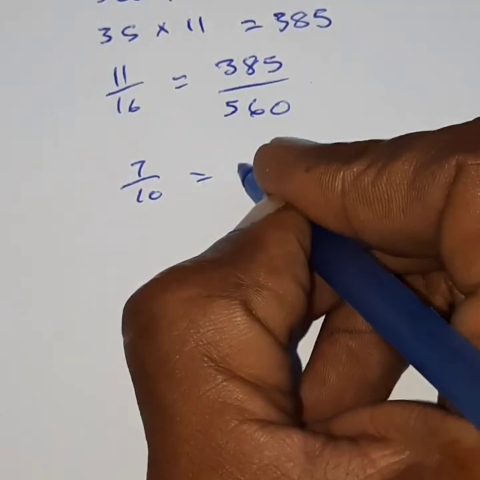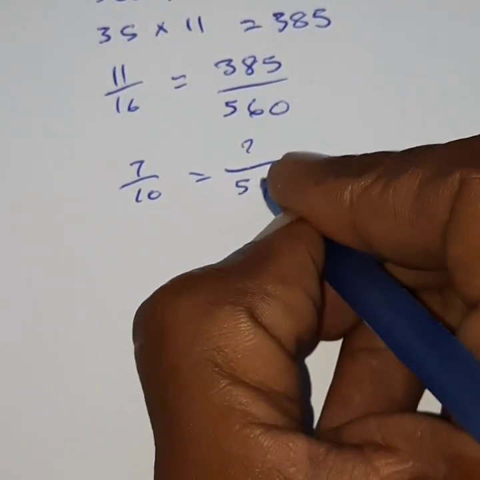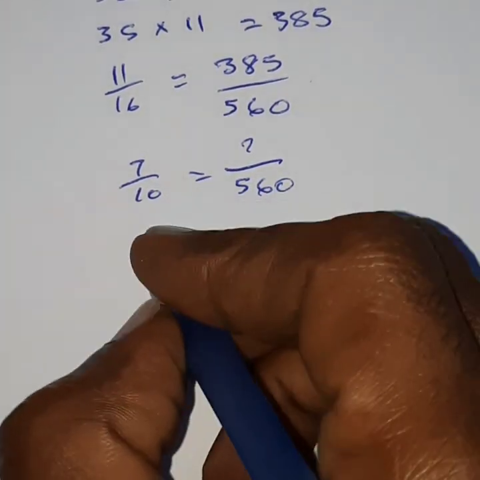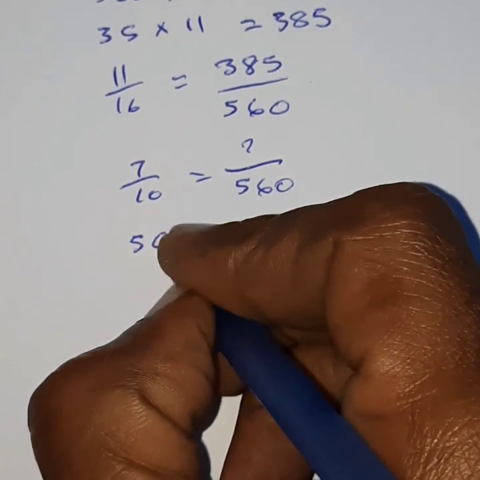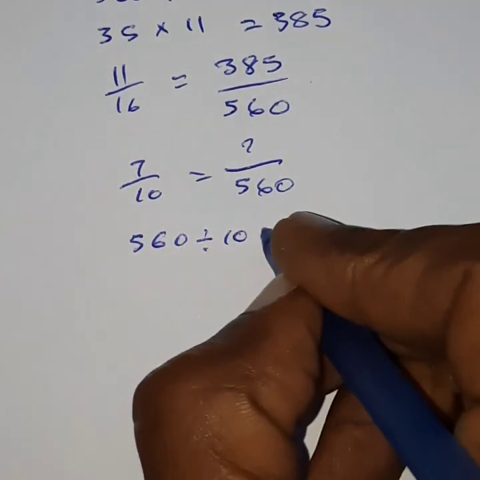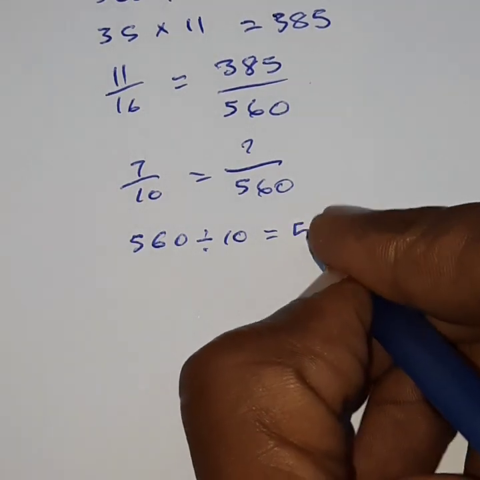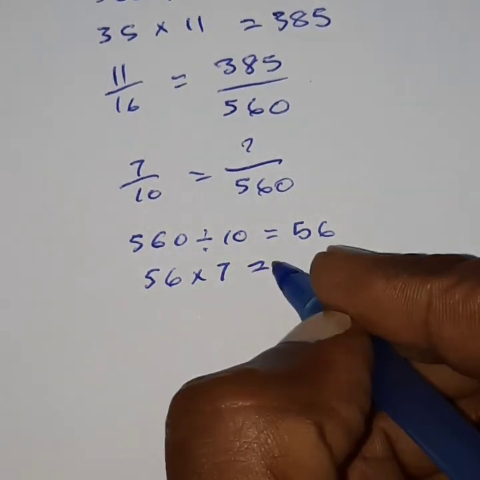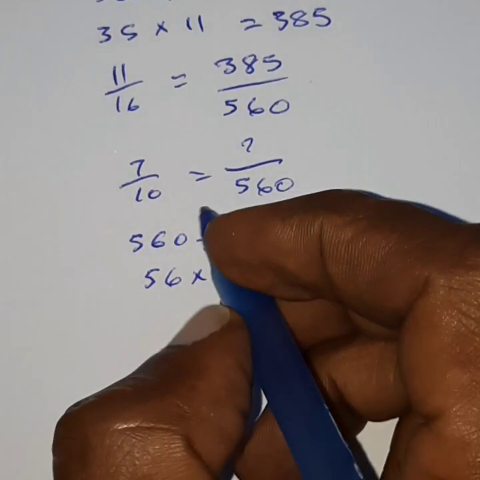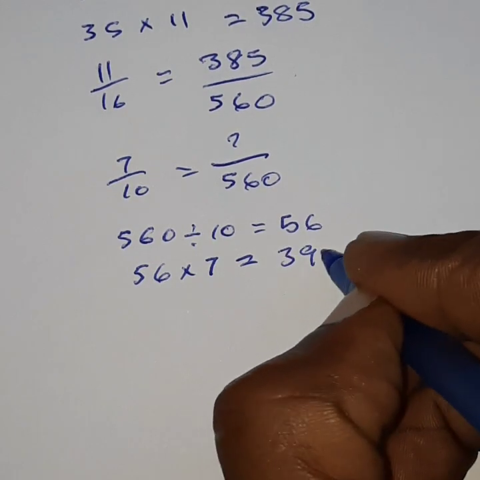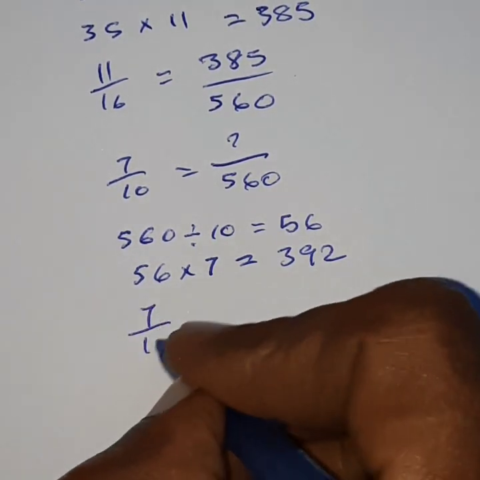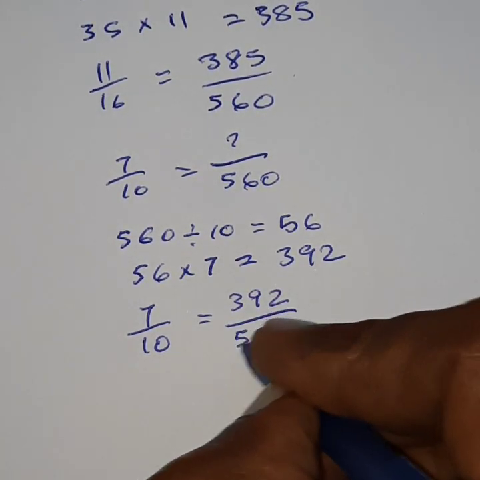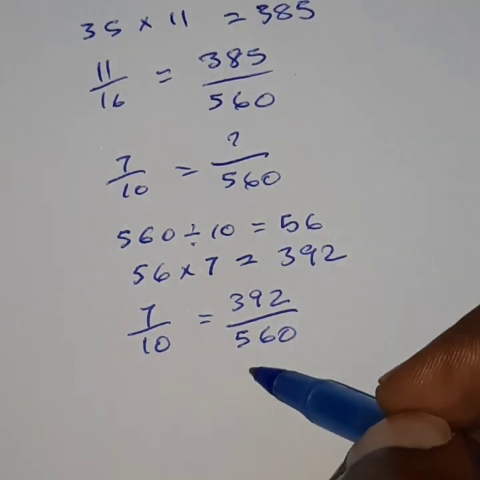Now we go for the next fraction. 7/10 equals question mark over 560. So we're going to divide 560 by 10, which equals 56. And 56 times 7 is equal to 392. So 7/10 is equivalent to 392 over 560. Remember, 560 is the common denominator.